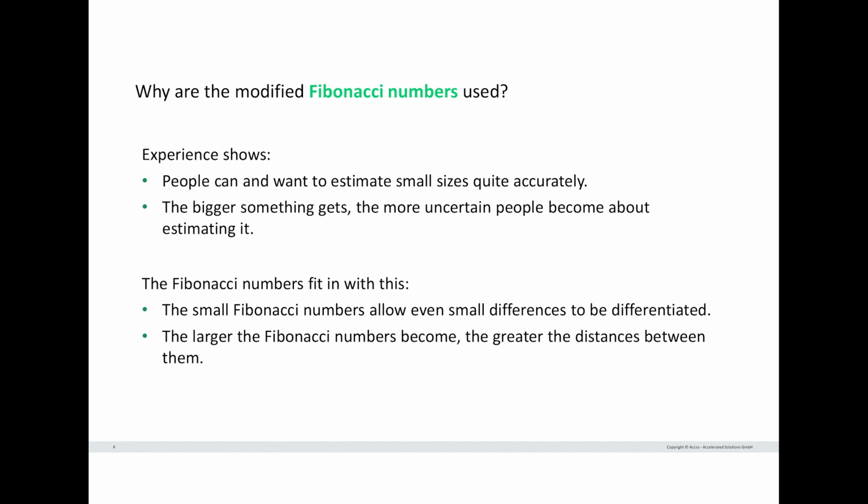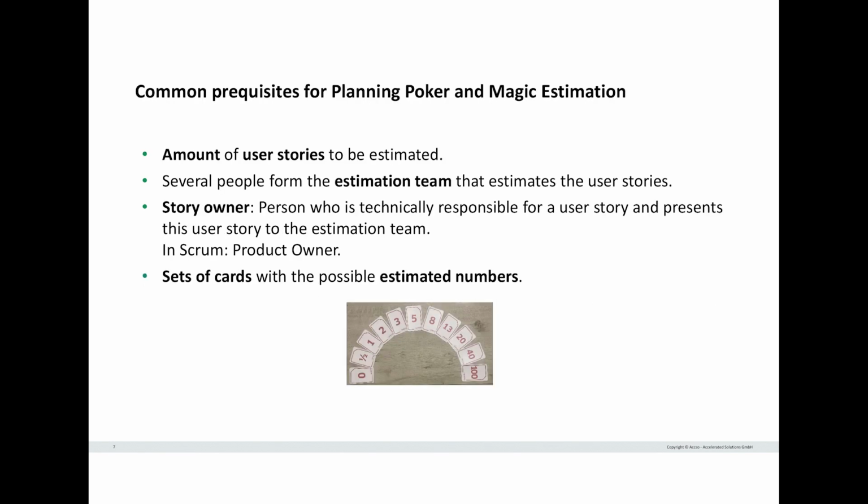Building on these foundations, we now present two estimation methods that have proven themselves in practice: planning poker and magic estimation. We assume for both estimation methods, there are a lot of user stories to estimate. There is an estimation team of several people who estimate the user stories. There is one person who is technically responsible for a user story and presents this user story to the estimation team. We call this person the story owner. In a Scrum context, this is usually the product owner. For estimating, we have sets of cards with the possible estimated numbers.